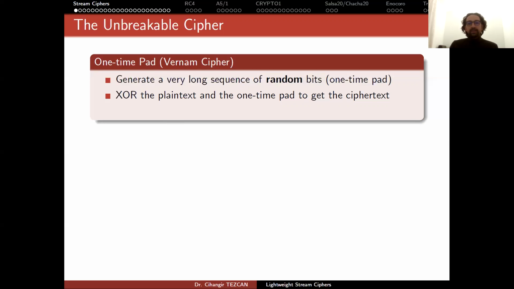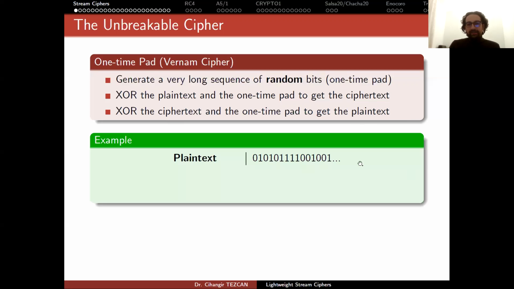It's a single XOR operation over the whole data. You send the ciphertext to the person you want to communicate with, and they also have the one-time pad, so they XOR their ciphertext with their one-time pad and obtain the plain text back. So this is the idea. An example is as follows.